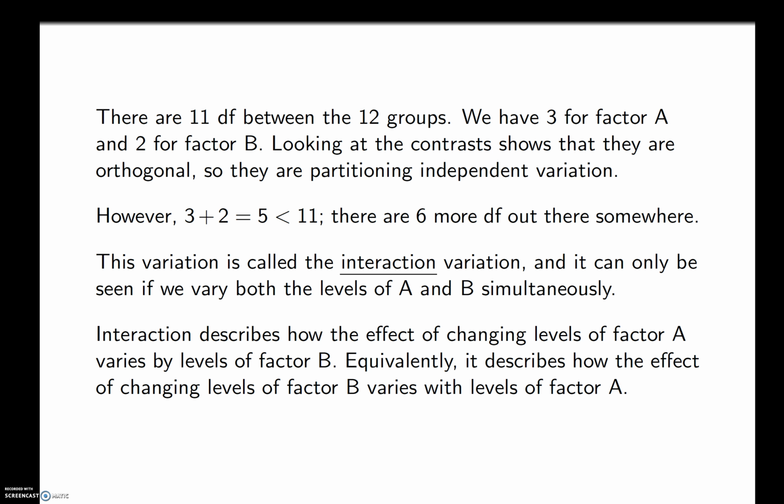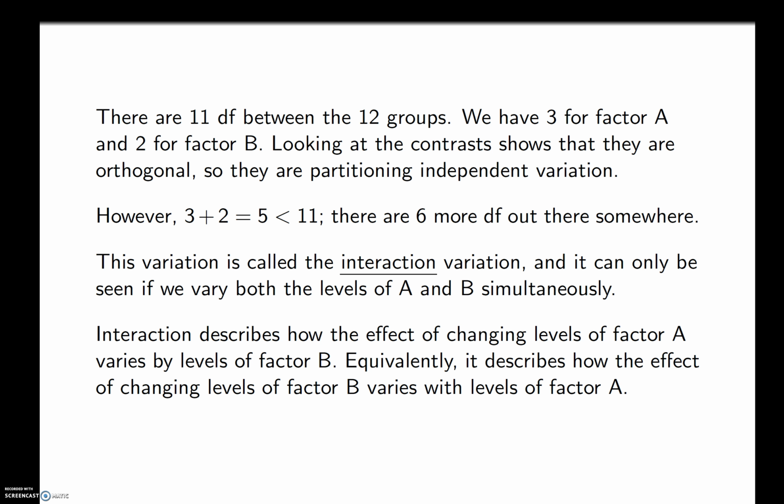But if you notice, you add up 3 plus 2, that doesn't equal 11. It equals 5. Even the most math disinclined would know that. So we're off by 6, right? So there's something else going on here. There's something else when we have 2 factors, and we call this something else interaction variation. And it can only be understood and analyzed if we allow both levels of A and B to vary simultaneously.